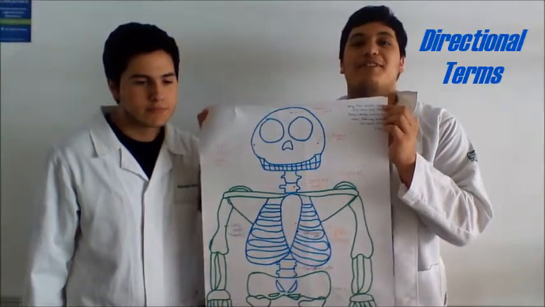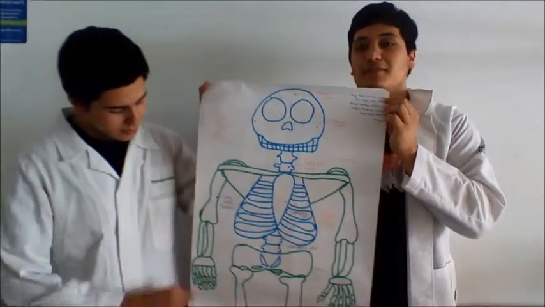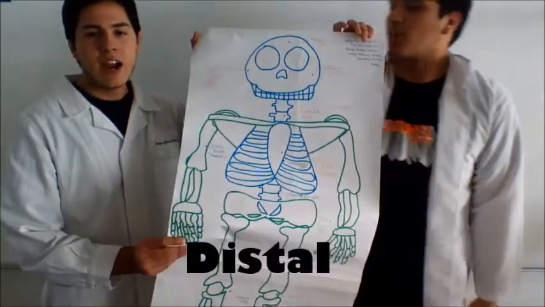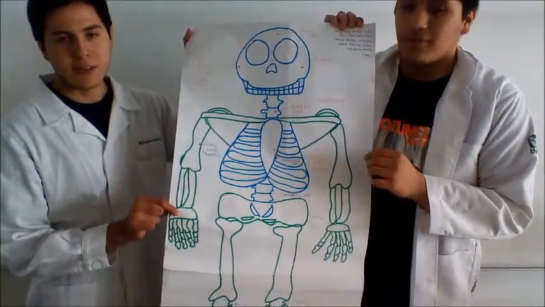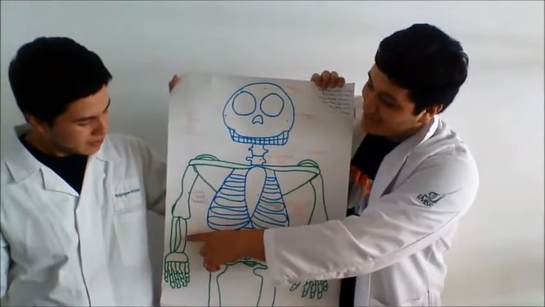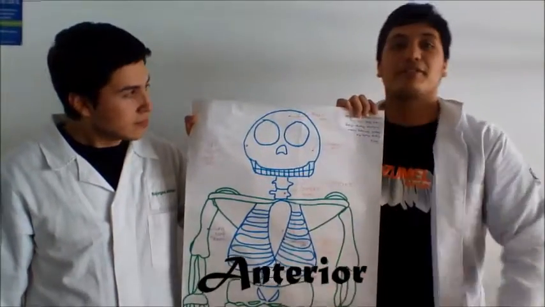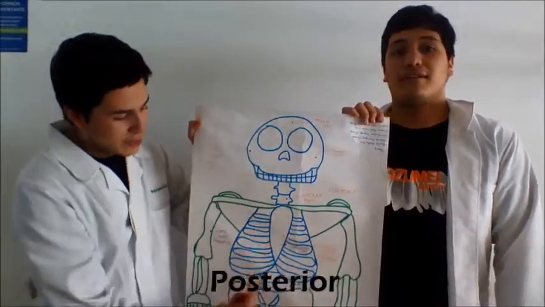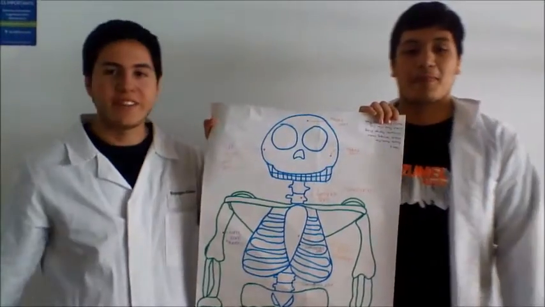We are going to talk about the directional terms. Well, we have the phalanges are distal to the carpals. The humerus is proximal to the radius. The sternum is anterior to the heart. The esophagus is anterior to the trachea.